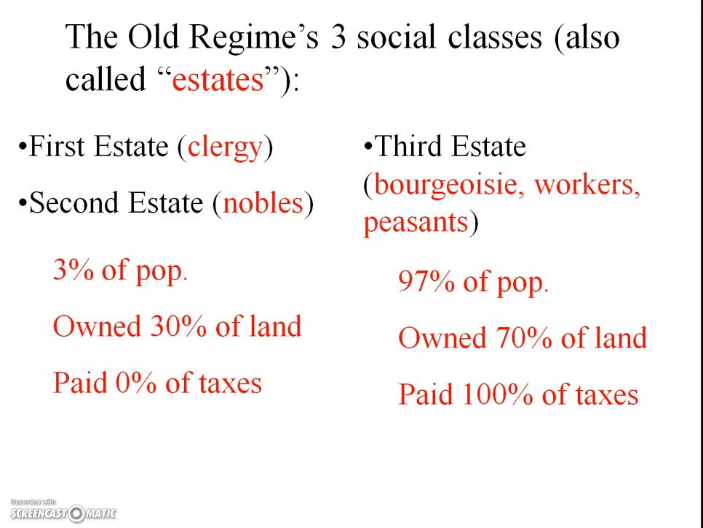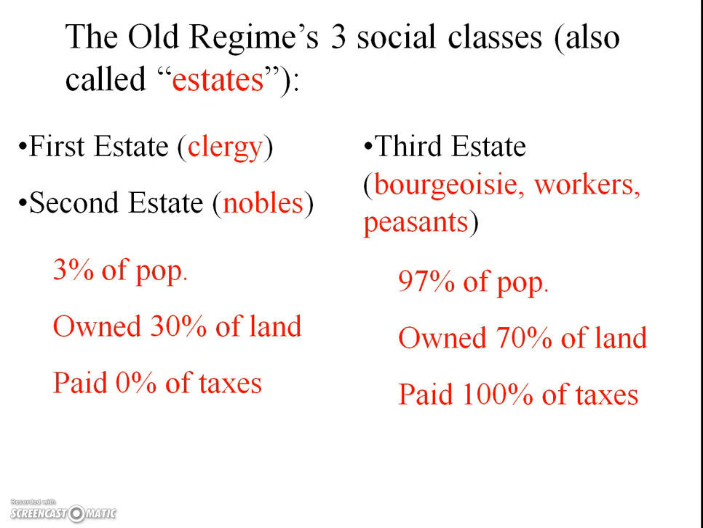Now, on the one hand, you might say, well, they own 70% of the land, and that's a pretty good deal. That's twice as much as the first and second estates. However, you might want to look at it this way. Let's say you had 100 people and you wanted to divide up $1 among those 100 people. This situation is basically like giving 3 people 30 cents and the remaining 97 people have got to share the remaining 70 cents. Doesn't sound so good when you put it in those terms.